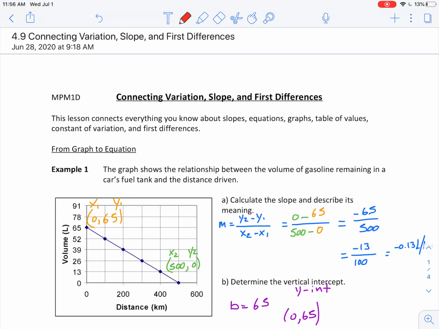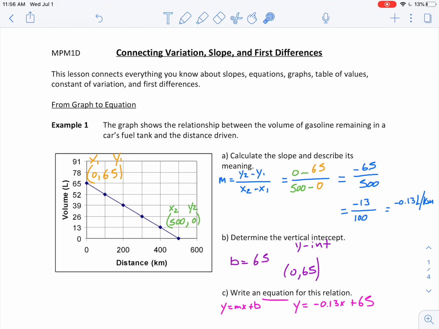So let's connect everything we've done so far in terms of variation, slope, and first differences. We're going to connect everything we know about slopes, equations, graphs, tables of values, constant of variation, and first differences. So if we want to go from a graph to an equation.